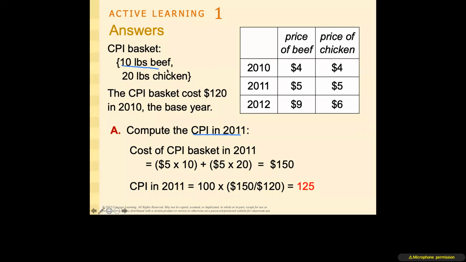Well, we know the market basket, right? It's determined. So now you take the market basket, it's beef. How much is beef in 2011? Well, it's $5. So $5 times the market basket's makeup, which is 10. And then how much is chicken? $5. So $5 times the market basket, which is 20, gets you 150. So if you wanted to calculate the CPI in 2011, you would take 150 divided by, oh, look, they gave you the base year. So divided by the base year, and there's your CPI.